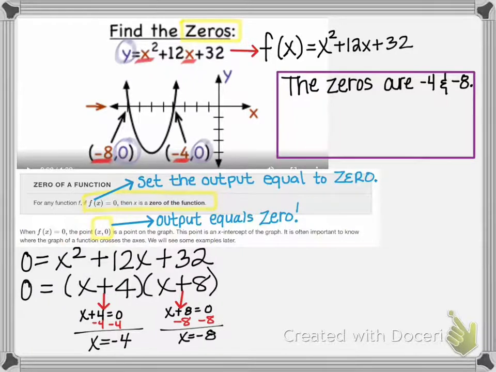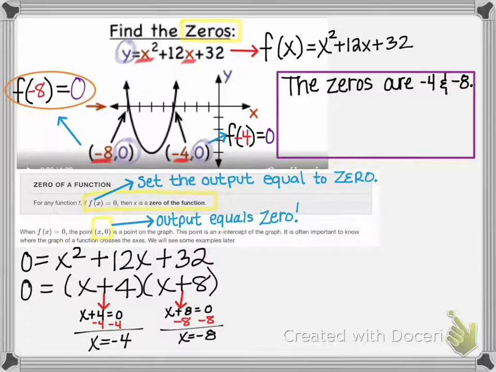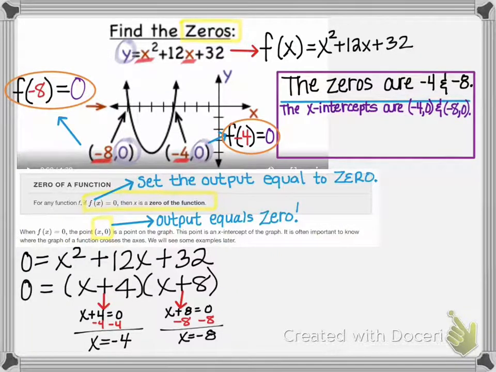Now, once we have those, we can easily find the x-intercepts. That's where these ordered pairs came from. These zeros tell me that my input value of -8 gives me an output value of 0, so f of -8 equals 0. That corresponds with the ordered pair (-8, 0). The other input value, -4, gives me 0, so f of -4 in function notation equals 0, and that's where the other ordered pair comes from. Those are my x-intercepts. Now that I have the zeros, I can also say that the x-intercepts are (-4, 0) and (-8, 0). Notice how the zeros of the function are just numbers, -4 and -8, but the x-intercepts are ordered pairs.